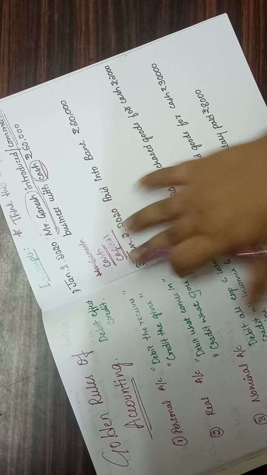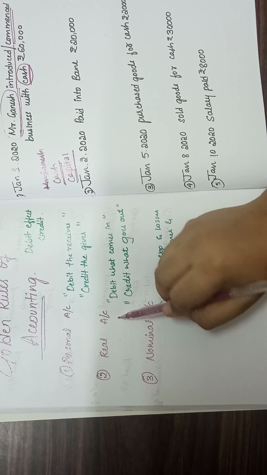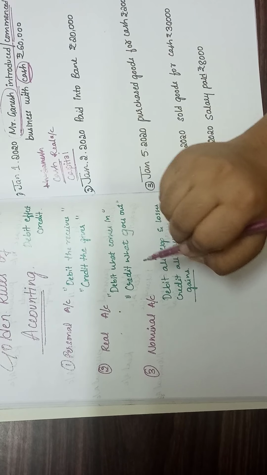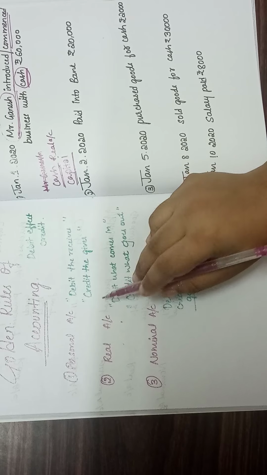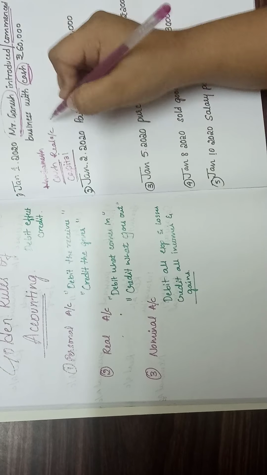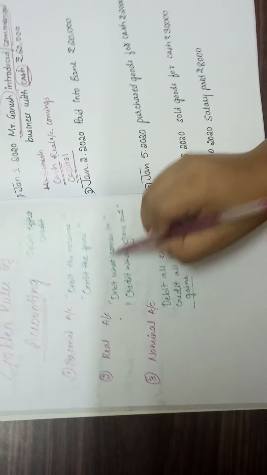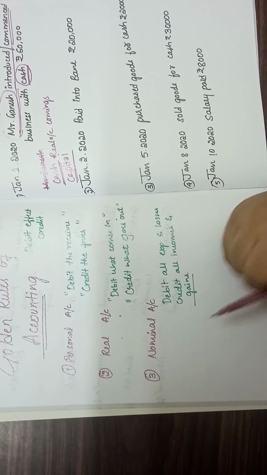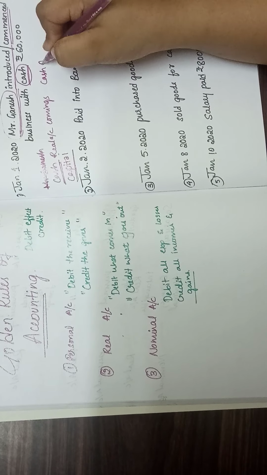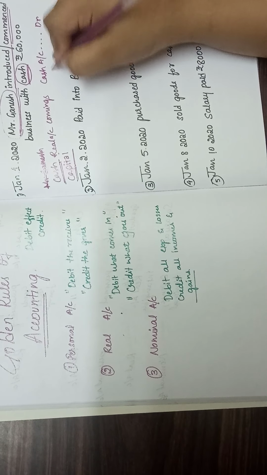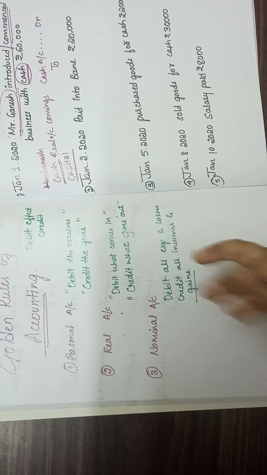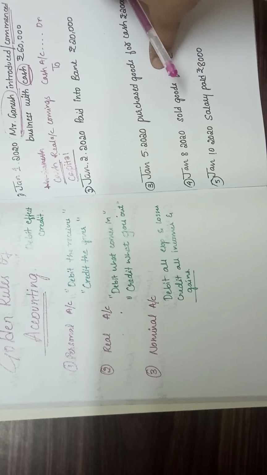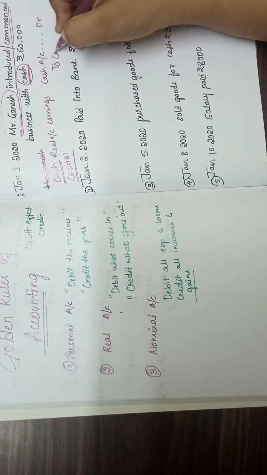So here let us apply the real account rule. We know that cash is a real account. Money is coming into our business, that is cash is coming in. The debit rule for the real account is debit what comes in. So cash is coming in, so it is cash account debit. We always know that every debit transaction has a credit effect, so we write capital account.